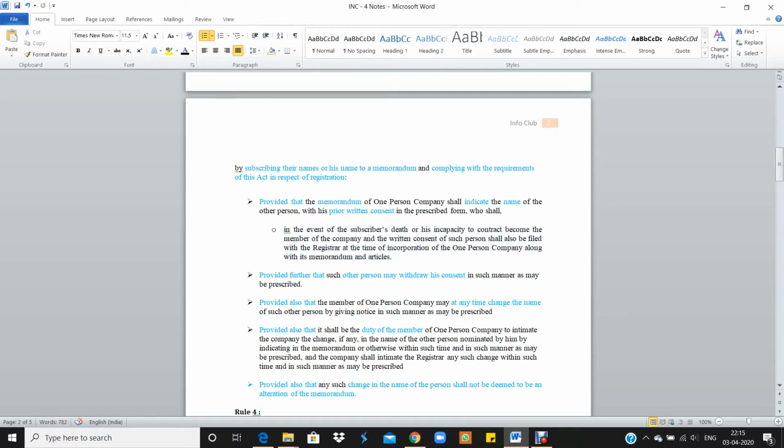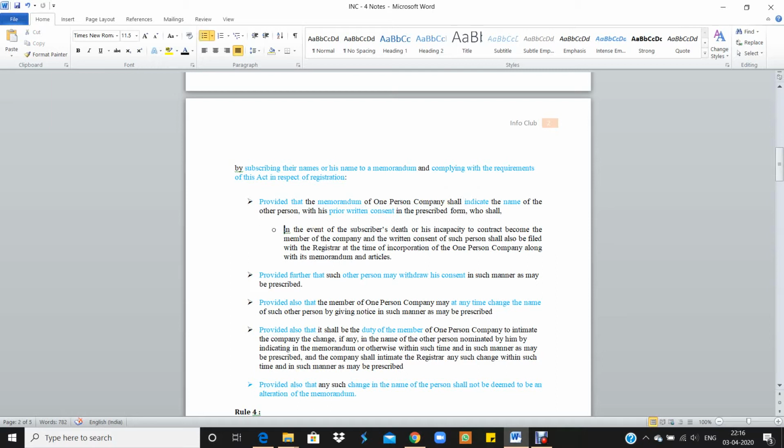See, if a member wants to incorporate a one person company, first he has to subscribe to the memorandum, and also in the memorandum he has to indicate the name of the other person whom he wants to nominate as a nominee of the company. If he wants to nominate that person, he has to take a prior written consent from the nominee stating that he agrees to act as a nominee of the one person company.